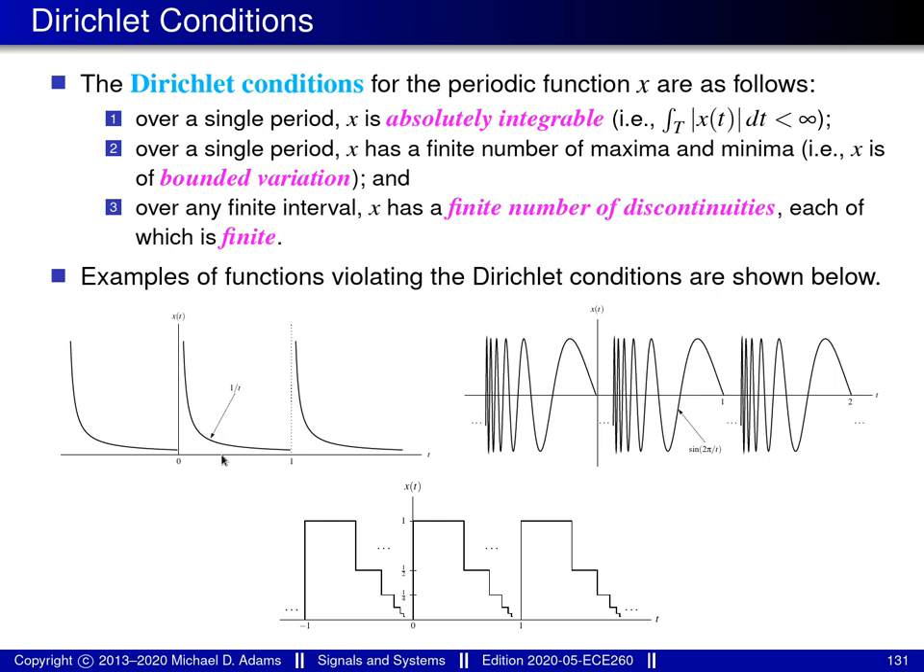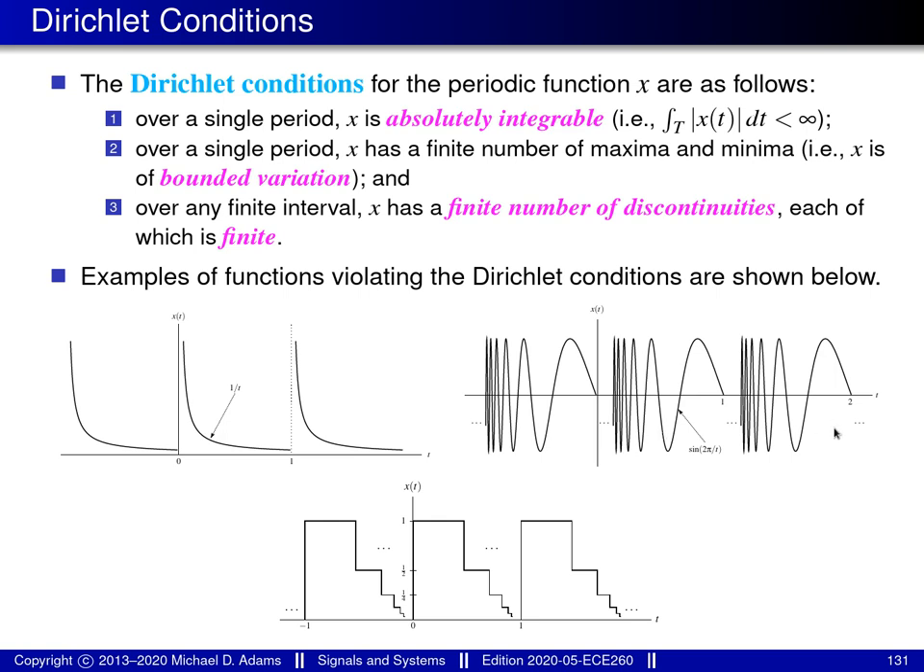An example of a function which violates the second condition, the condition of bounded variation, is this function here, shown in this top right graph. What this corresponds to is I've taken the function sine of 2 pi over t, and I've cut out the portion of the graph from 0 to 1, which looks something like what's shown here, and then periodically repeated it with period 1 to generate this periodic function.